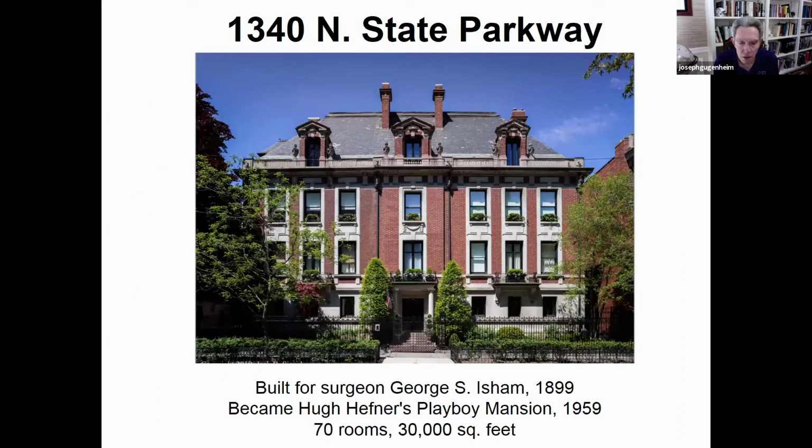Early in his career, Rogers designed many private homes. He built this home, which is now still standing at 1340 North State Parkway, just north of Feinberg. He built it for a prominent Chicago surgeon, George Swift Isham, in 1899. This later became Hugh Hefner's Playboy Mansion in 1959. It is now a group of luxurious condos. Next.